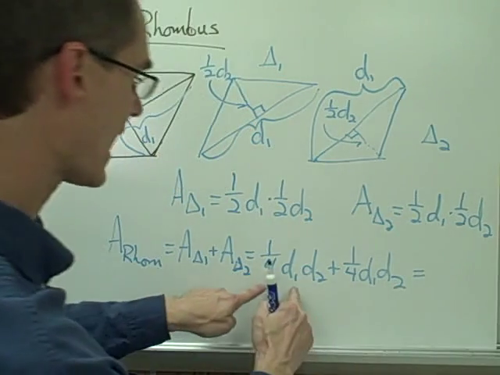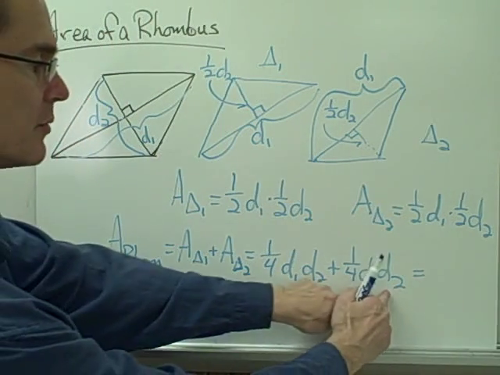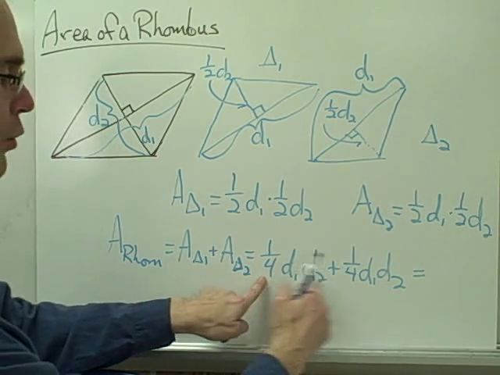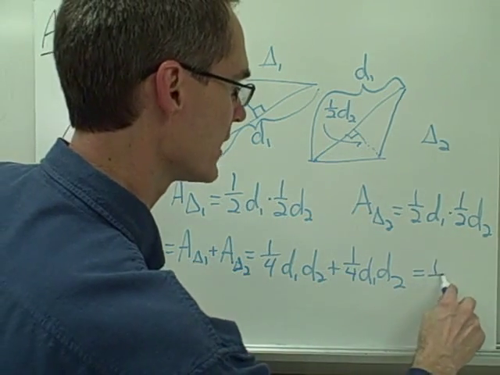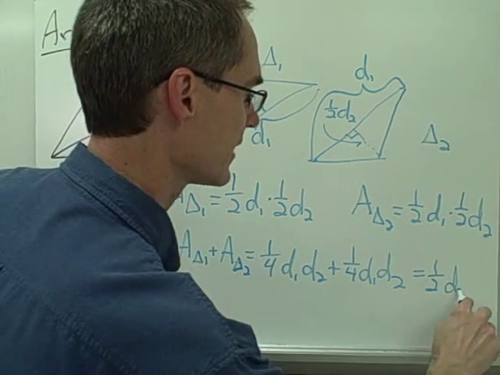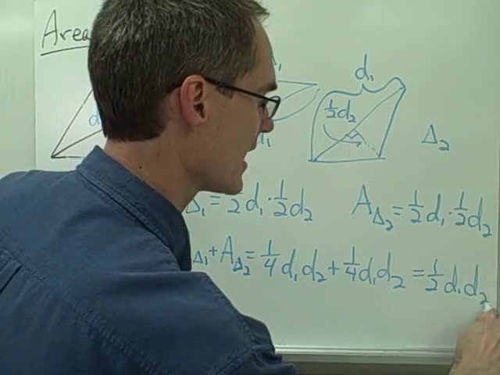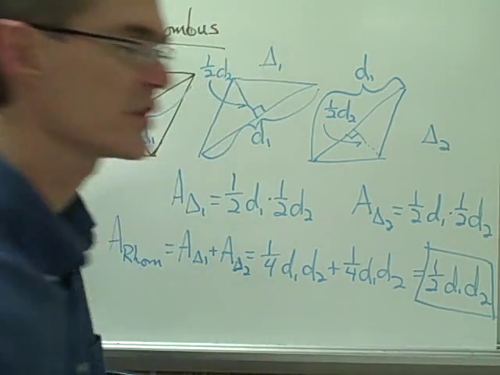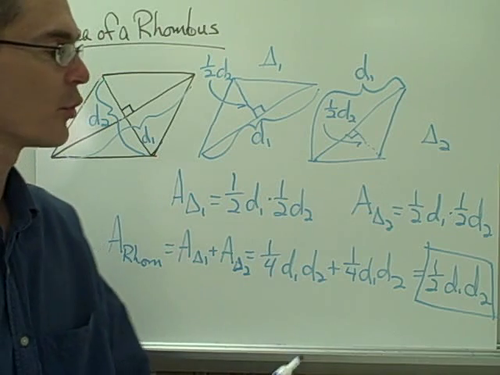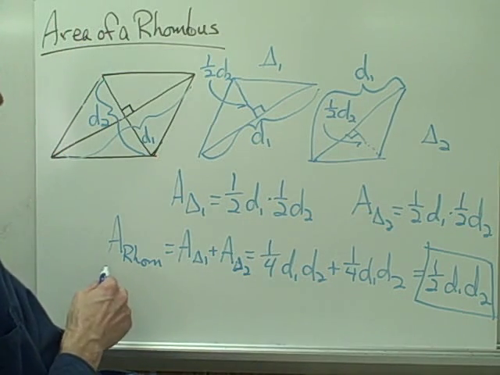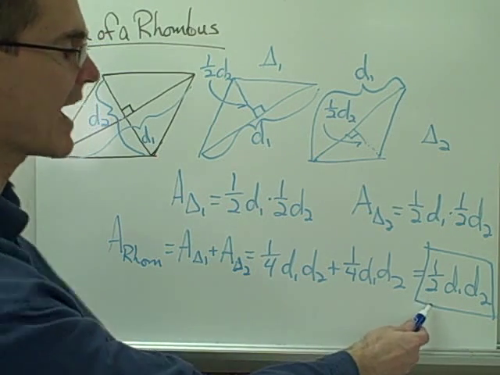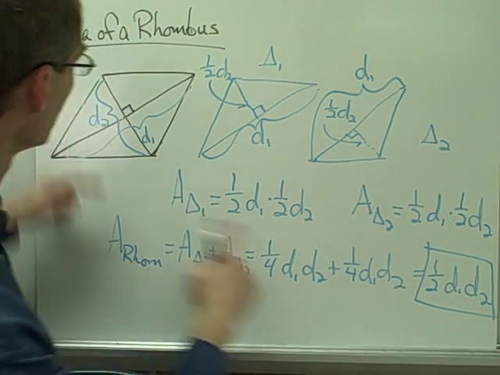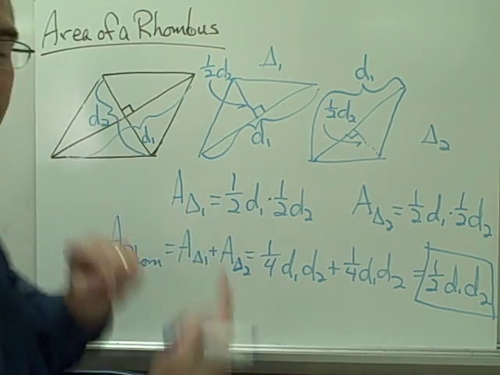And if I just add these two terms together, which I can do because they both have the same variables here, 1/4 plus 1/4, that gives me 1/2 diagonal 1 times diagonal 2. And once again, I have just derived the formula for the area of a rhombus. The area of a rhombus is equal to 1/2 the length of diagonal 1 times the length of diagonal 2.